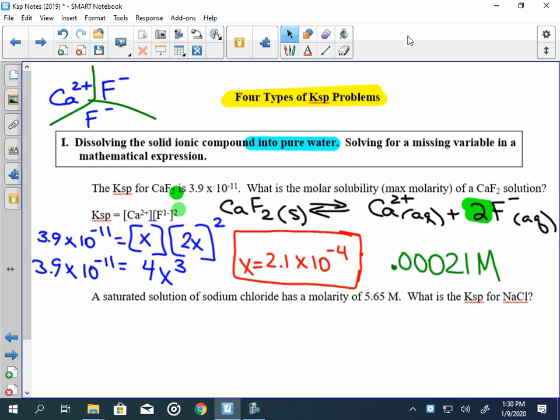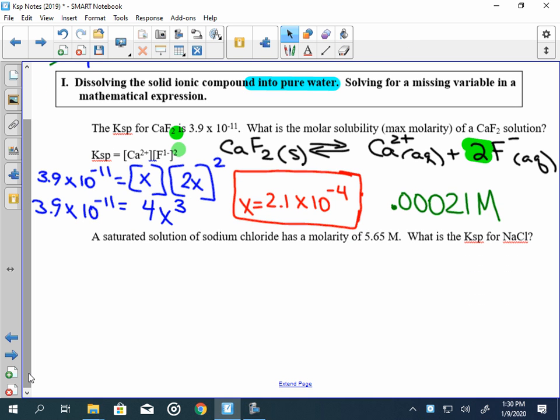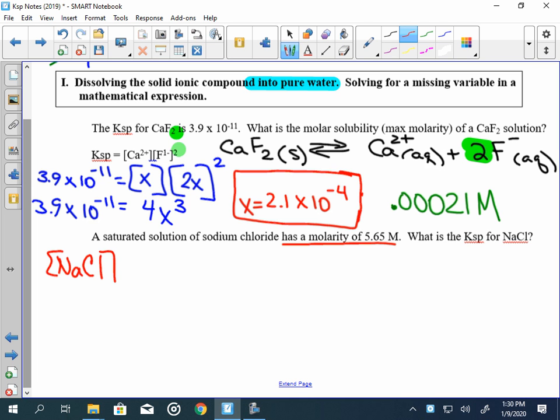Okay? Now, let's go on to problem number 2. We're talking about a saturated solution of sodium chloride. You saw that earlier this week. And they tell me the molarity is 5.65. So I'm going to write [NaCl] equal to 5.65 molar.